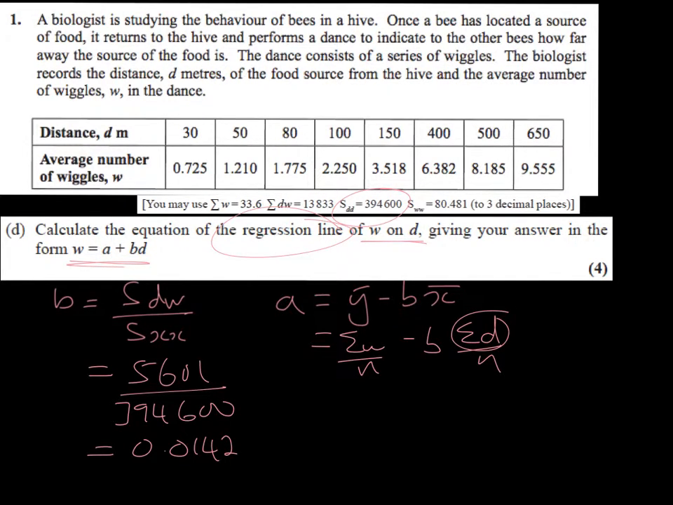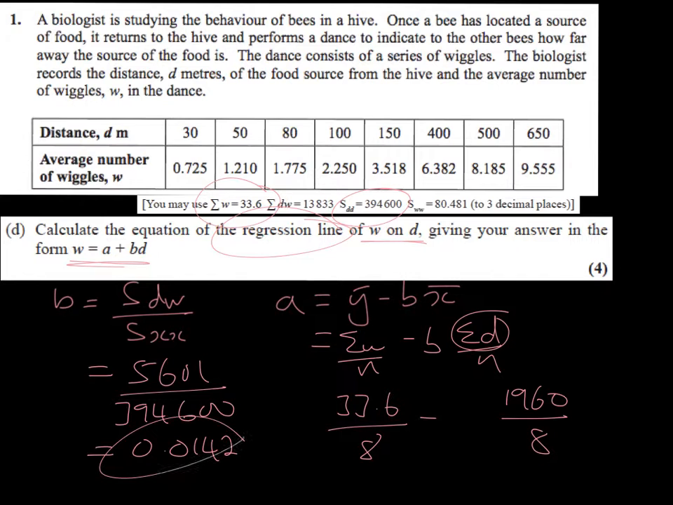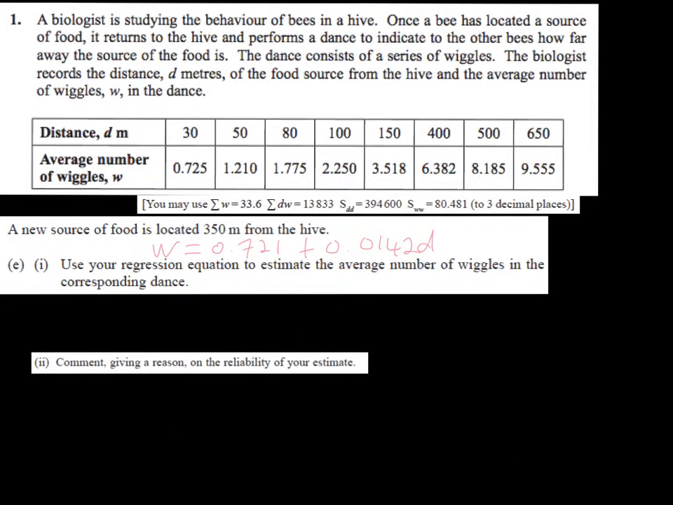Again, this we already worked out previously, and we said that that was 1,960, and sigma W we've got here, so that's going to be 33.6. Both of those are over n, which is 8. And we've already calculated B here, so it's going to be minus 0.0142 multiplied by that. And if we work that out, that gives us an answer of 0.721. So substituting it back into this equation here, we're going to have W is equal to A, which is 0.721, plus B, which is 0.0142, multiplied by D.